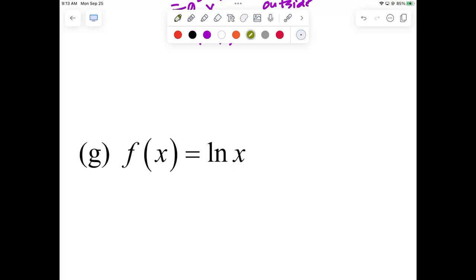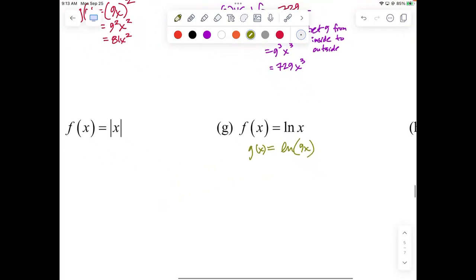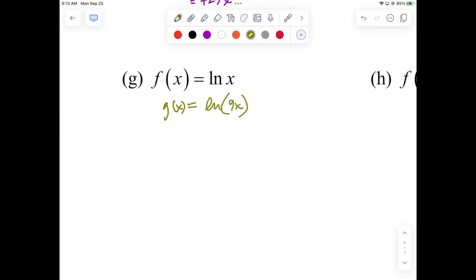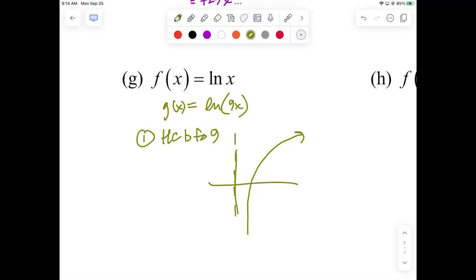This one looks interesting. g of x equals the natural log of 9x. The absolute value of x works a lot like x. So of course this is going to be a horizontal compression by a factor of 9. Now if we sketch this, the graph looks like this. It has a vertical asymptote right here, and there's the graph. If I horizontally compress it by a factor of 9, it's coming in, and it's going to look like this.